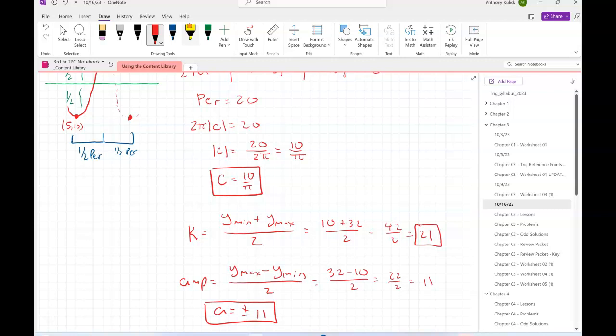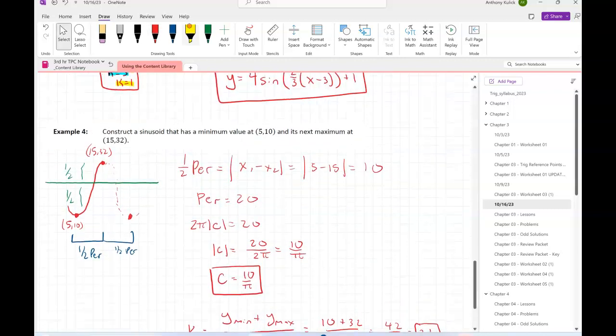Oh, you know what we didn't talk about here at the start, though, was how to pick whether we should be writing a sine or cosine function, right? So let's go back and think about that for a second. So again, we're told sinusoid, so again, we could write this as a sine or a cosine.